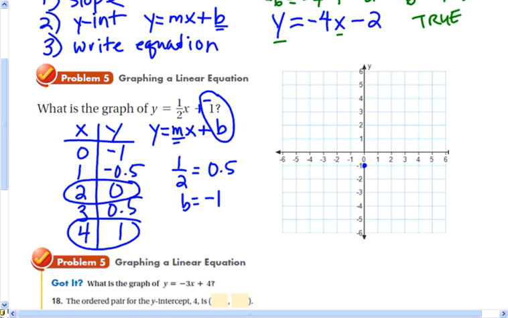So I have a point at 2, 0, which is right there, and I have a point at 4, 1, which is right there. And now I can draw a straight line through all those points. And that's how you graph an equation when you're given an equation in slope-intercept form.